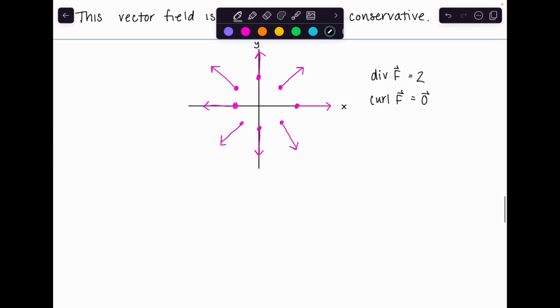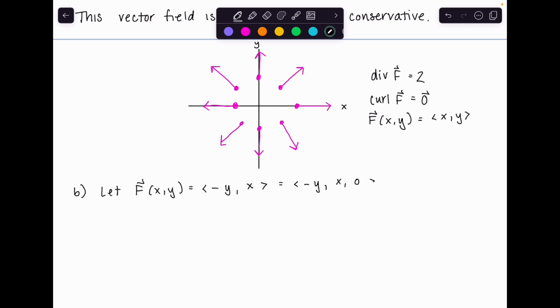Okay, so let's go ahead and look at another vector field, just to refresh you. So you have the vector field here. If you want it, this vector field was x, y. Let's try a second vector field. We're going to let f be defined by negative y, x, which again, just add that third component to make z equal 0.